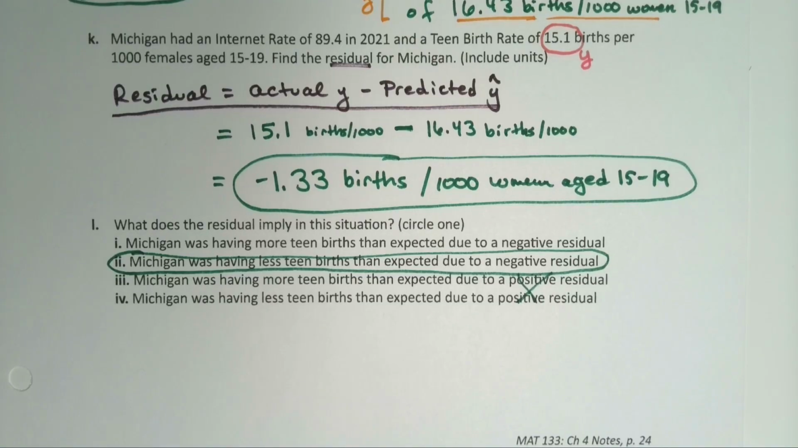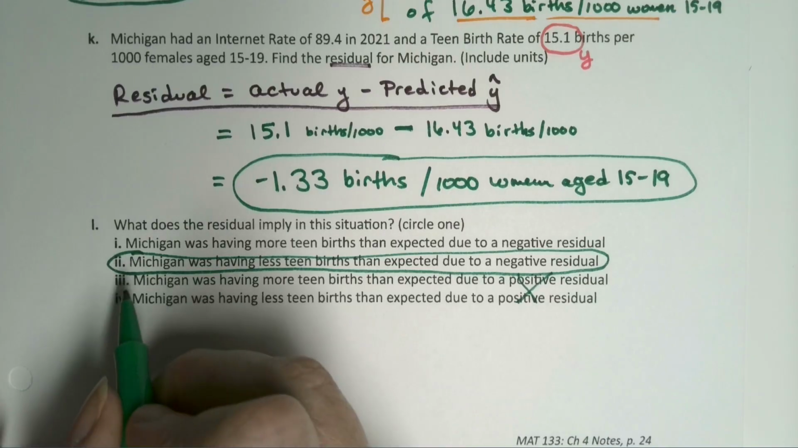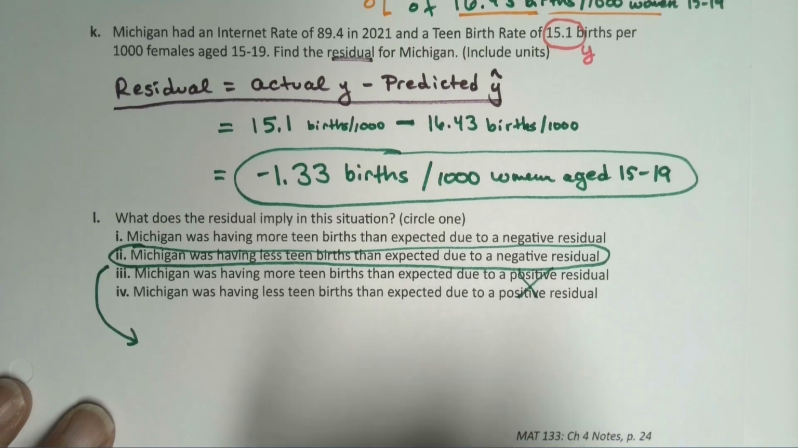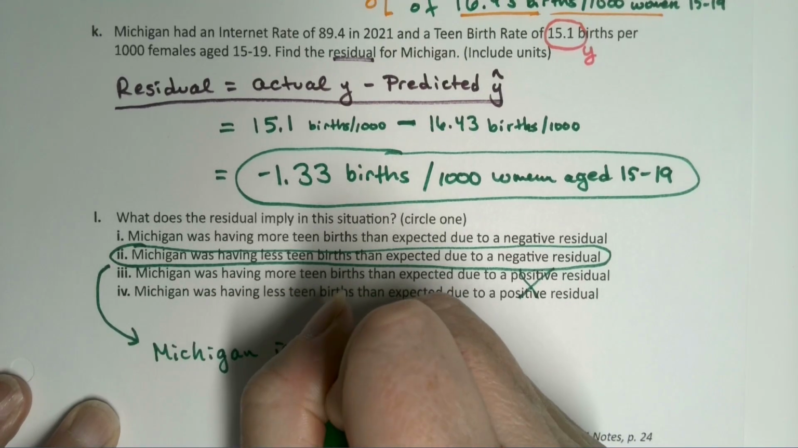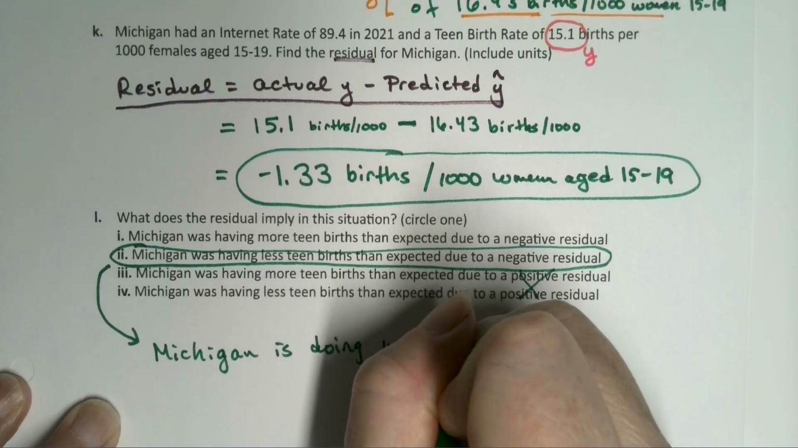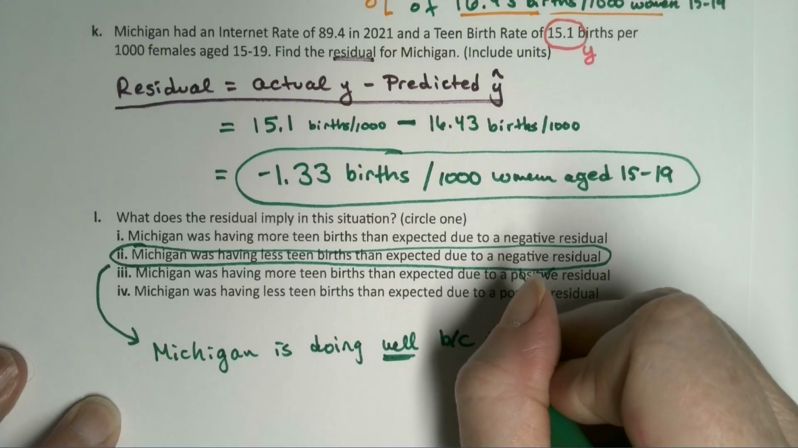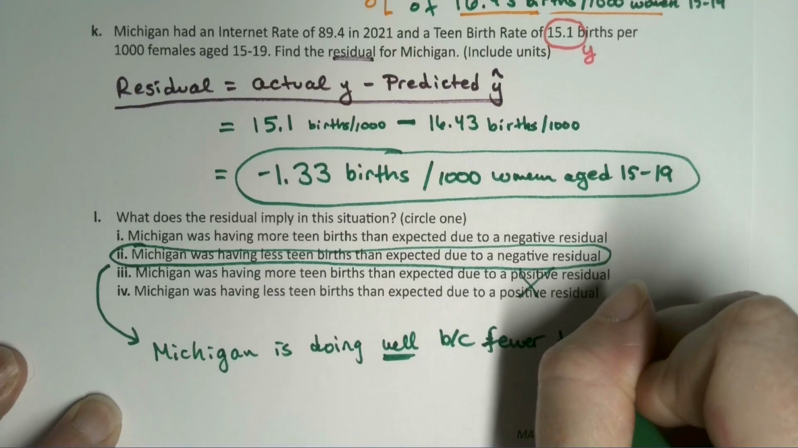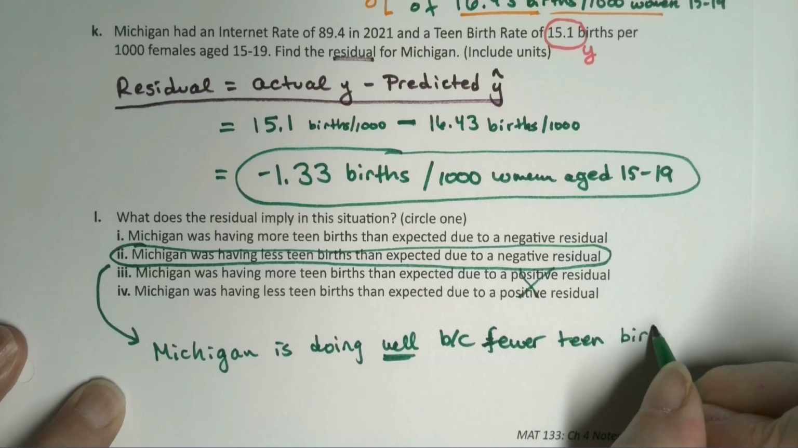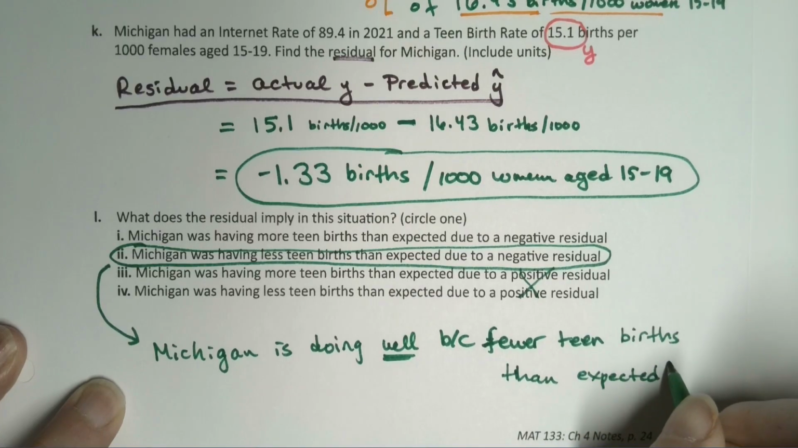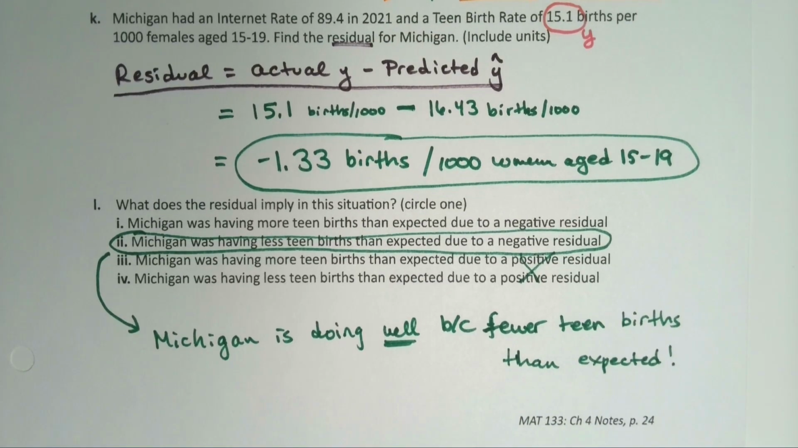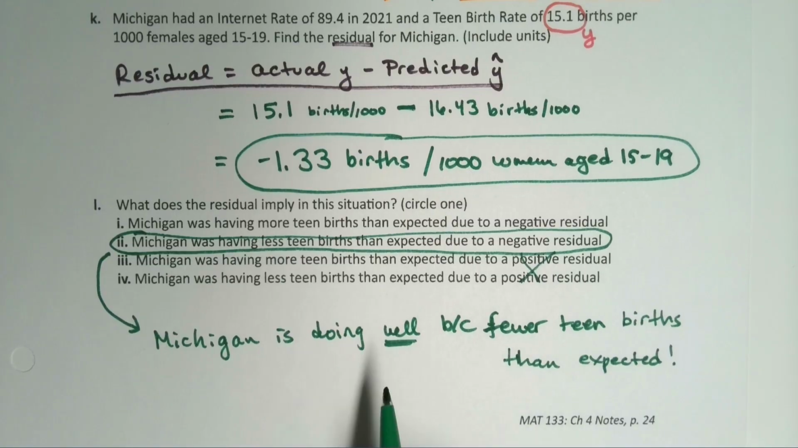Now, whether you want to count that as Michigan is doing well or poorly is kind of a judgment call. Usually teen births is not something that you want a lot of in your state. So we could argue that Michigan is doing well because there are fewer teen births than expected. But remember, the whole idea of being well or doing badly is kind of a judgment call that we're making based on how we feel about teen births as a society overall.